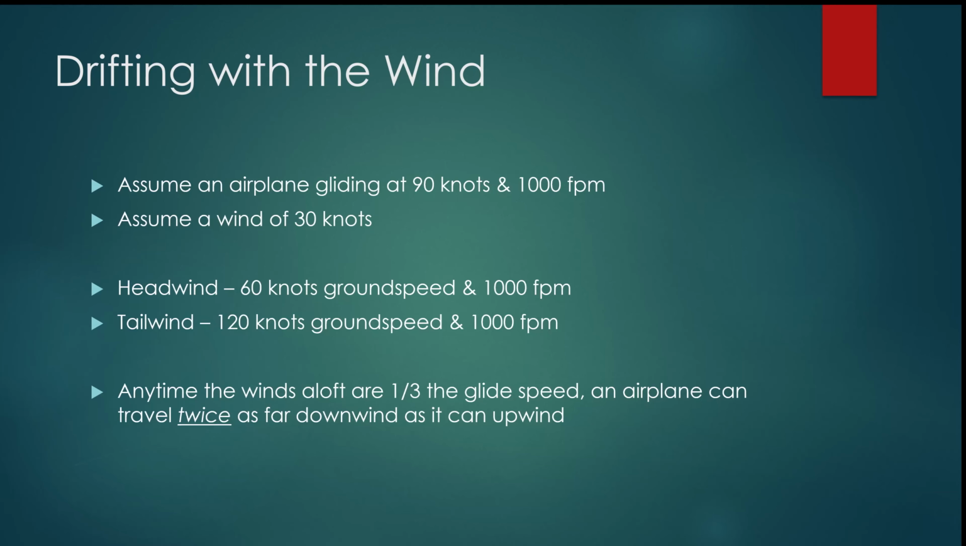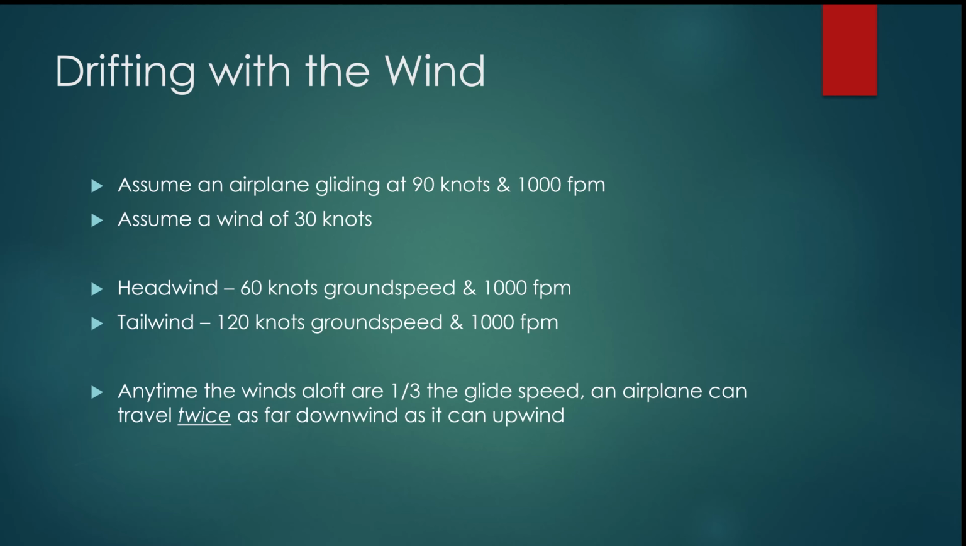If they turn and are gliding directly into the wind because they think that's where the nearest airport is, what's their ground speed going to be? Well, this is pretty simple. 90 knots airspeed, 30 knots wind. They're going to have 60 knots of ground speed. That might vary just a little tiny bit because the winds aloft will shift with altitude.